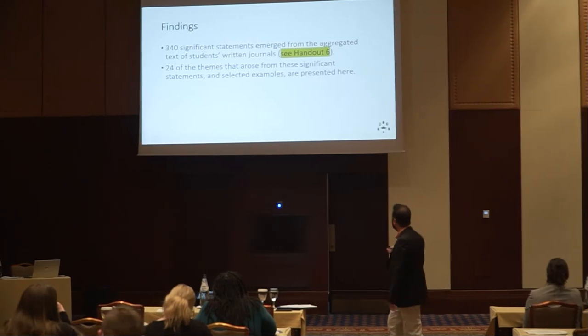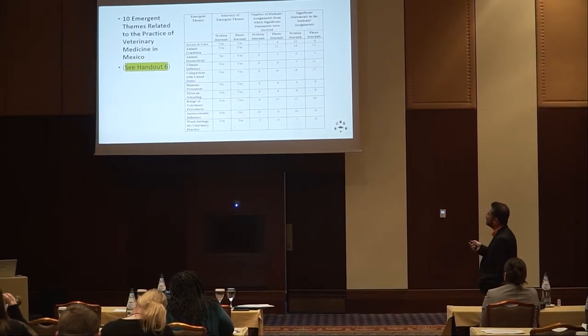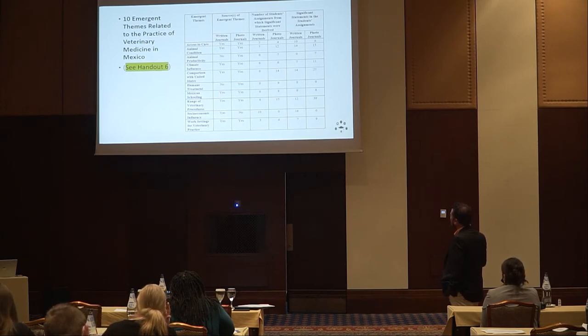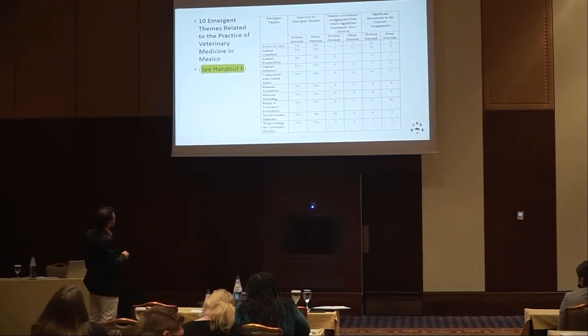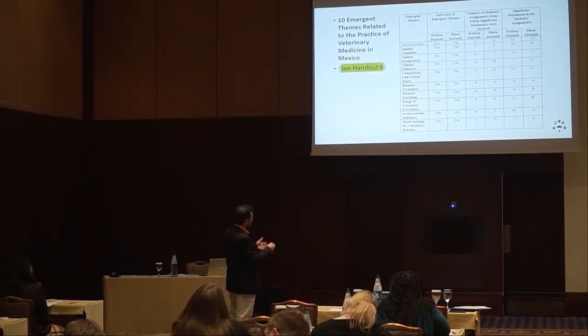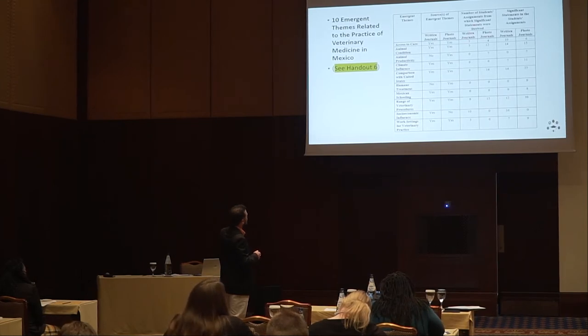So let's see here. There were 10 emergent themes related to the practice of veterinary medicine in Mexico. Again, go back to handout 6 if you want to look at those. I wanted to have this graph just to show you that this was a case study, and it's not only the writing journals but also the photo journals, but we're focusing today on the writing journals, right? So those are the emerging themes.